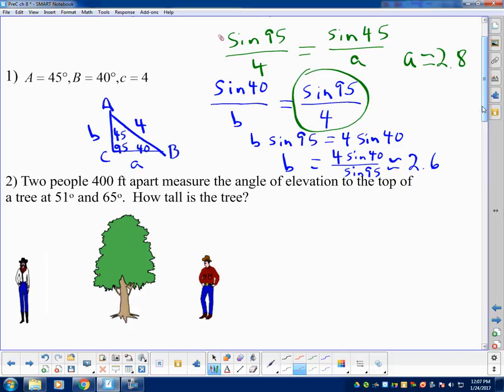So we've got this one going up to the top of the tree. This one going down to his boots. I'm going to connect these two here. Just to be clear, it says two people are 400 feet apart, so this distance down here is the 400 feet from boots to boots. And the angle of elevation of one is the 51 degrees, and the other one is 65. So this one is supposed to be a little bit closer to the tree than the one on the left. So hopefully it looks about right.